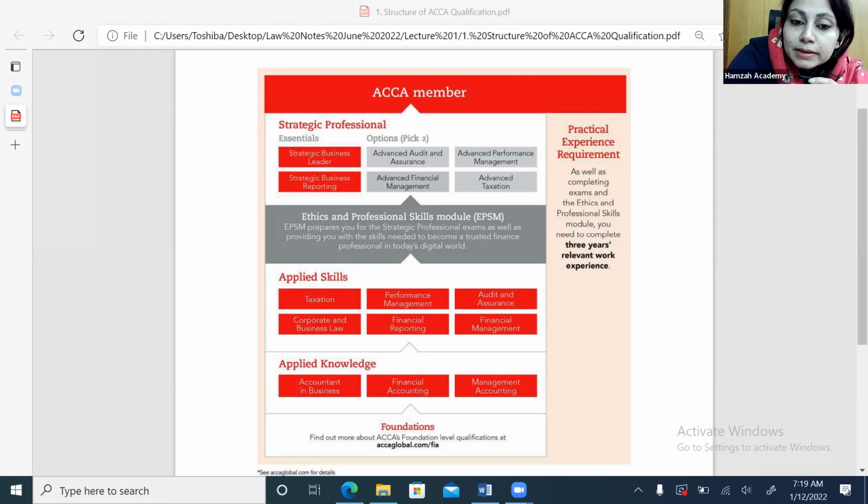Okay, our ACCA qualification is divided into three parts. First is applied knowledge. Second is applied skills, and third is strategic professional. Students who are taking the corporate and business law exam are basically at stage 2 of our ACCA qualification.